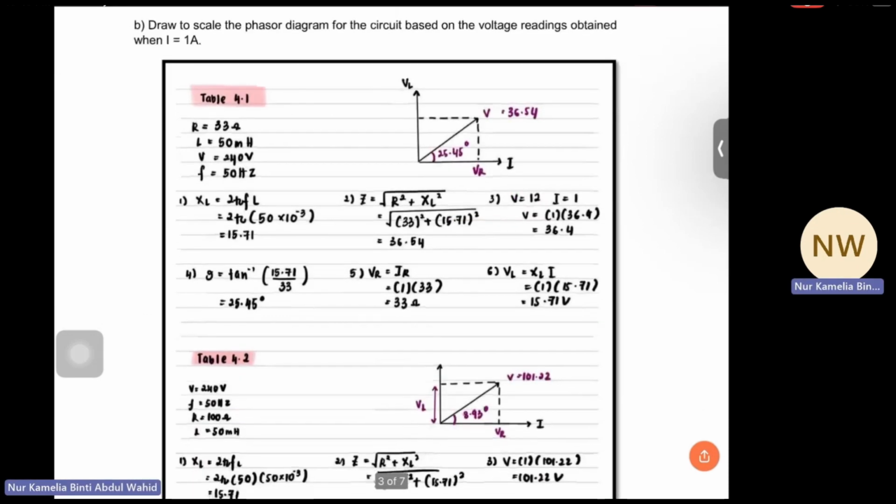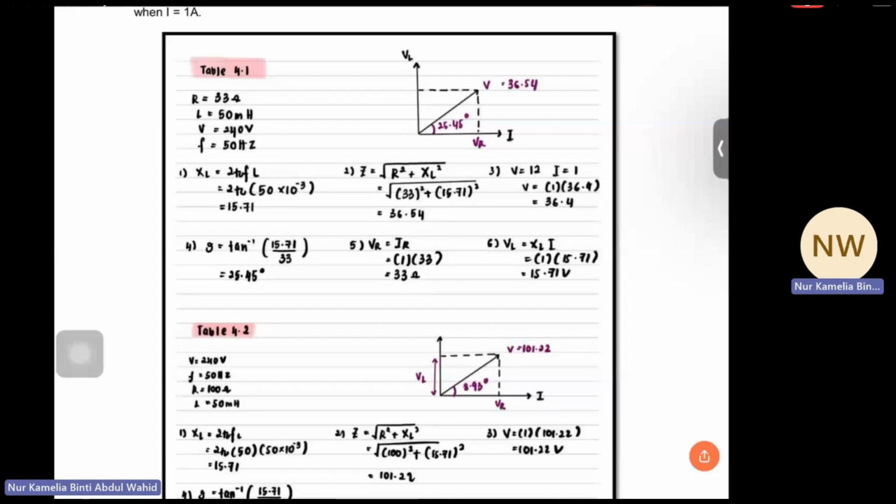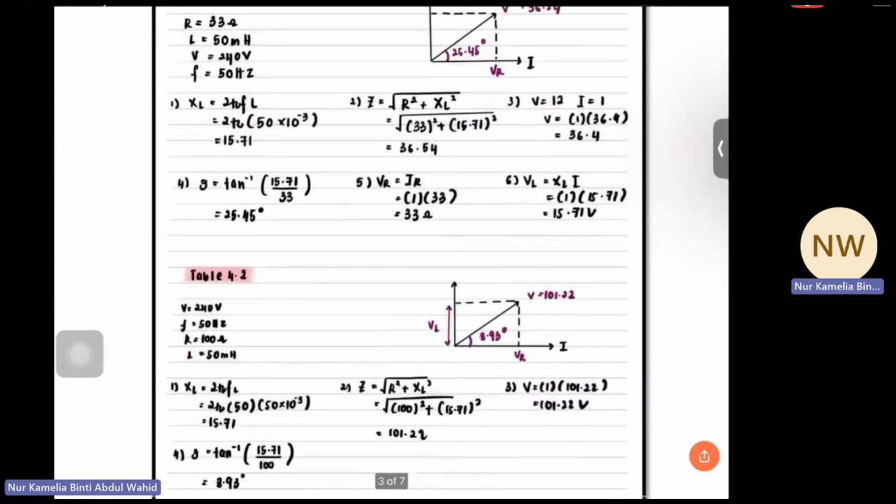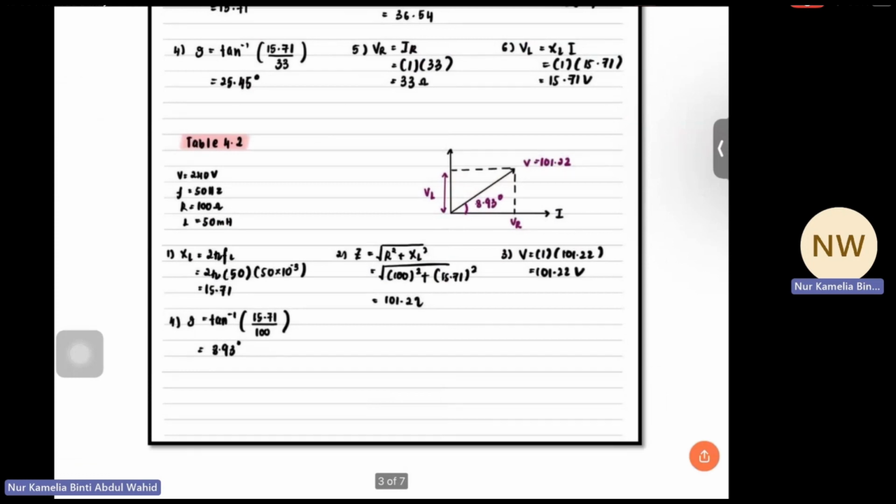For question B, draw to the scale a phasor diagram for the circuit based on the voltage reading obtained when I equals 1 ampere. To draw the scale phasor diagram, we have to find XL, load impedance, voltage, theta, VR, and VL, and we can plot the graph over here. Same goes for 4.3. We have to find XL, Z, and V, also theta, to plot the phasor diagram.